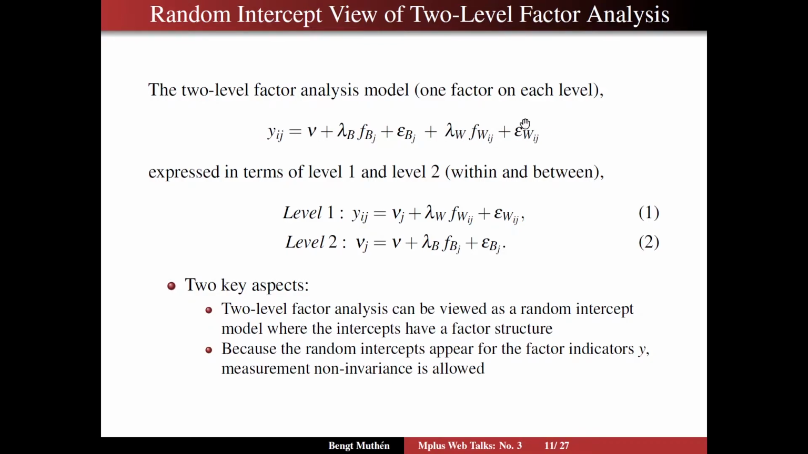So if you look at this expression, you can actually write it in a different way, in a 2-level fashion. On level 1, you can write it as y equals an intercept nu that varies across clusters, plus the factor structure on the within part. And then you can say that nu, this random intercept, has an overall mean and a variation around that mean that is the between part. Now if you insert this nu j expression into equation 1, you get the expression that we have at the top.